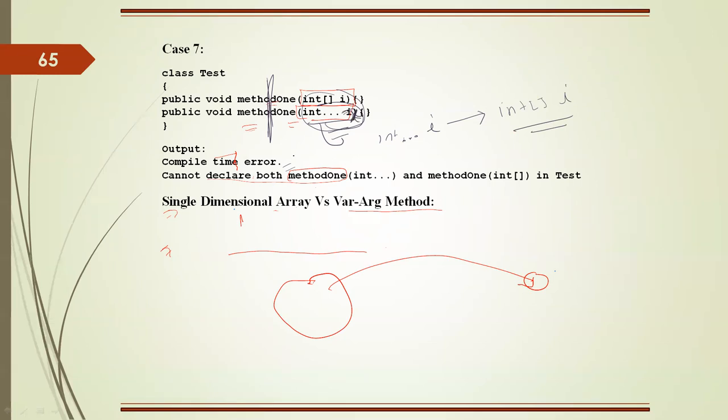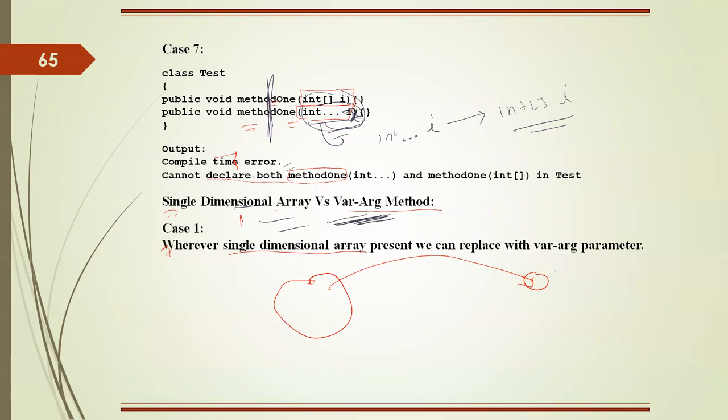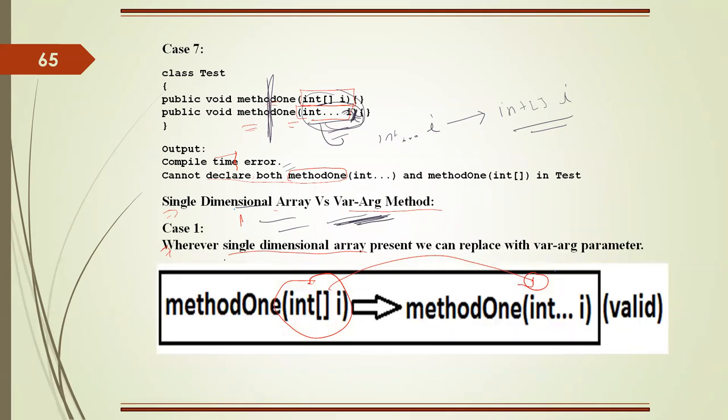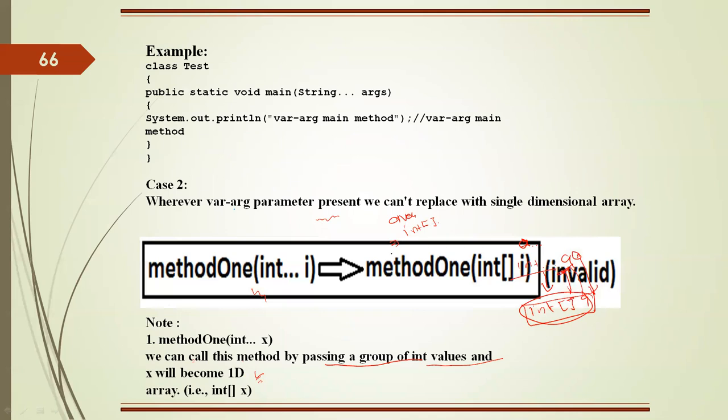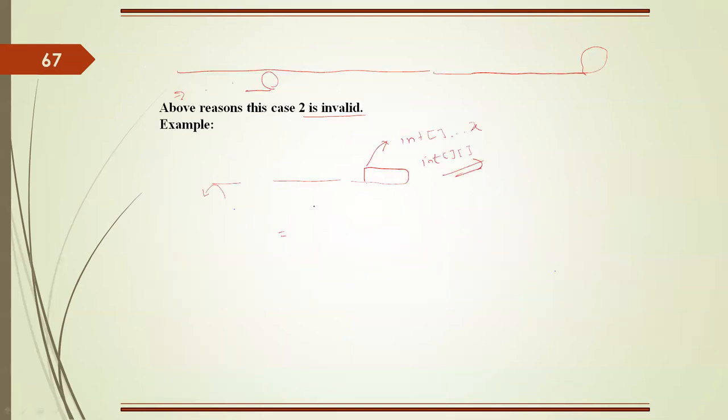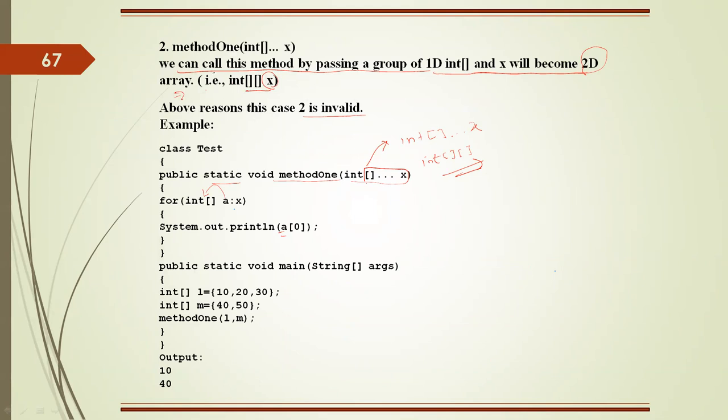So now, single dimensional array versus multi-dimensional varargs methods. Case one: wherever a single dimensional array is present, we can replace it with the varargs parameter. Perfectly we can work. In the main method we have a single dimensional array, so we can use triple dot varargs. So method one with int dot dot dot x, we can call this method by passing a group of 1D int arrays, and x will become a 2D array.